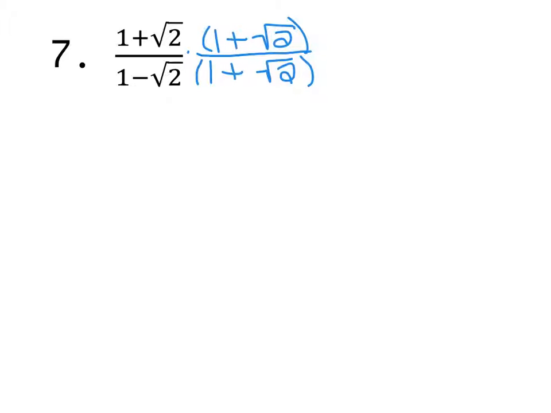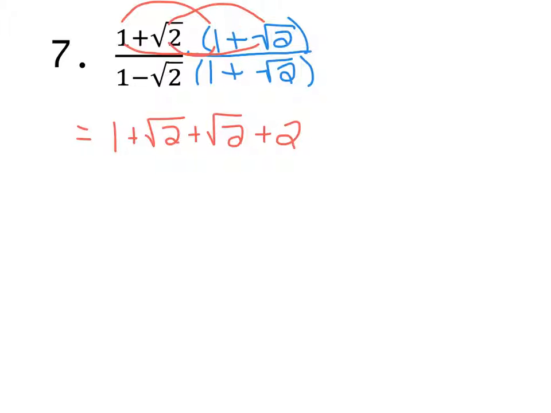Now we need to FOIL. So we're going to FOIL the top and we're going to FOIL the bottom. So 1 times 1 is 1. 1 times square root of 2 is positive square root of 2. 1 times square root of 2, positive square root of 2. And square root of 2 times square root of 2 is just 2. Alright.